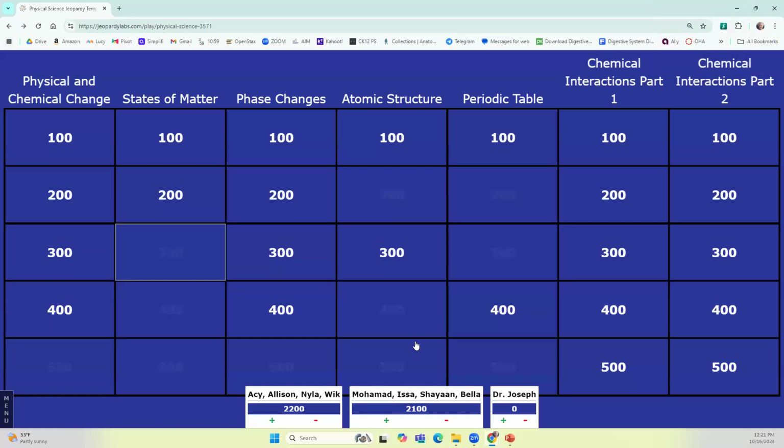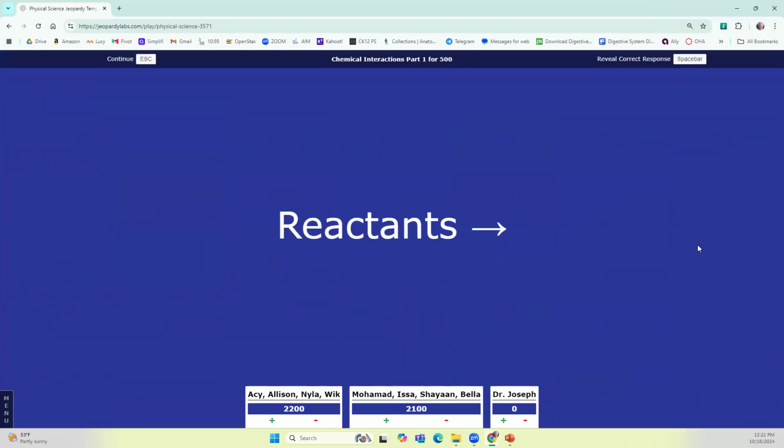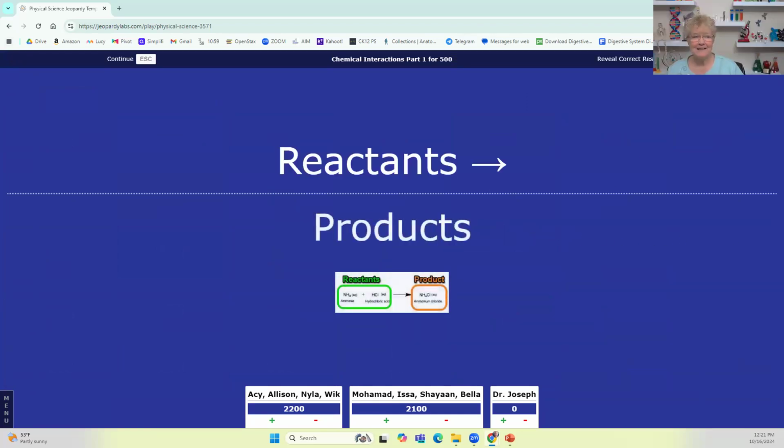Chemical interactions, part 1, 500. What goes here? Product. Yeah, that's it. Reactants yield products. Very good.